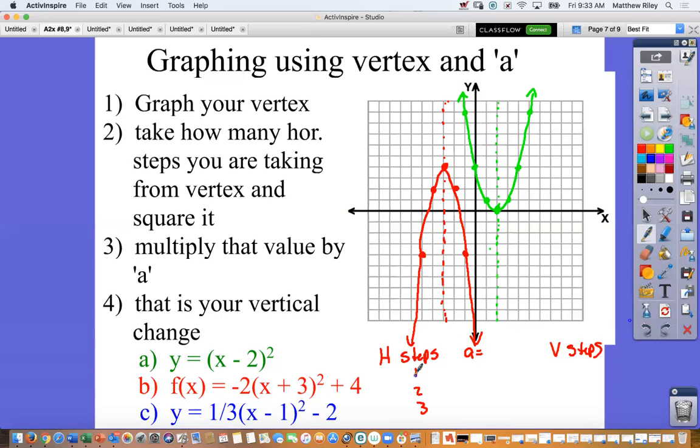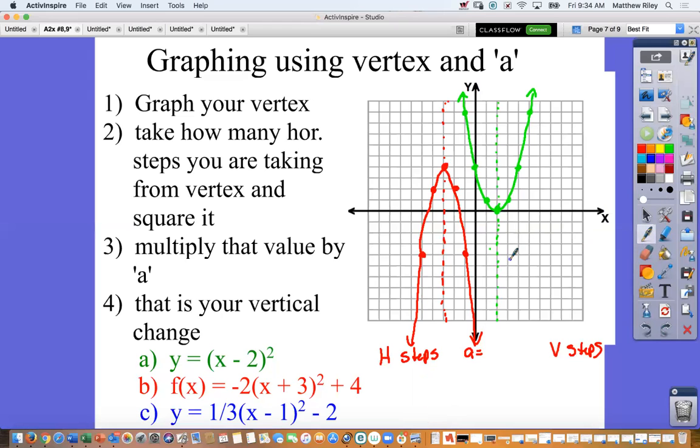So notice I start with 1, 2, and 3, but we might not want to use those horizontal steps. Why do you think I might not want to use 1, 2, and 3 horizontal steps? Anybody have any idea why I might not want to use these every single time, especially if I have a fraction? Because then it could be like messy numbers. So you could use multiples of 1/3, like 3, 6, and 9. Perfect.